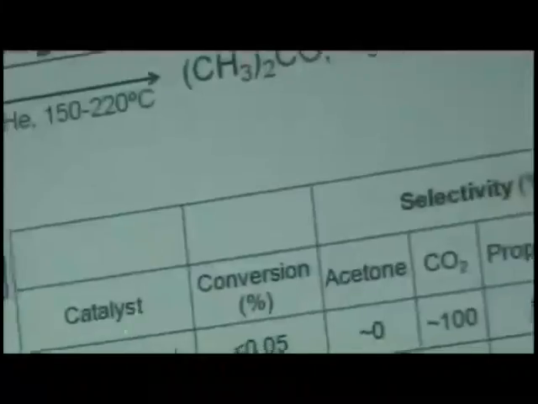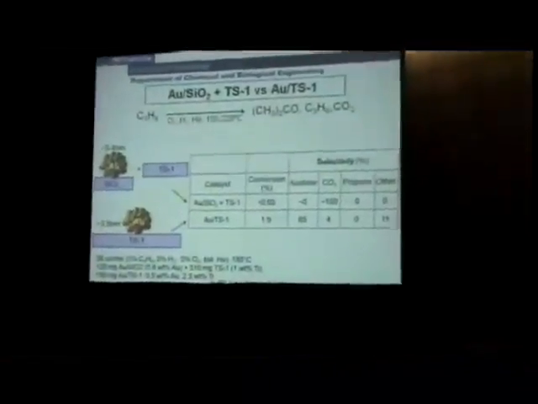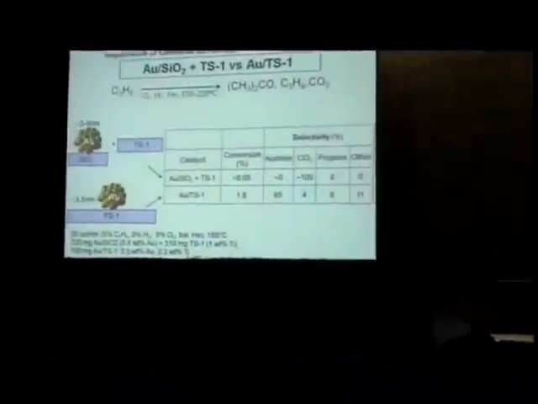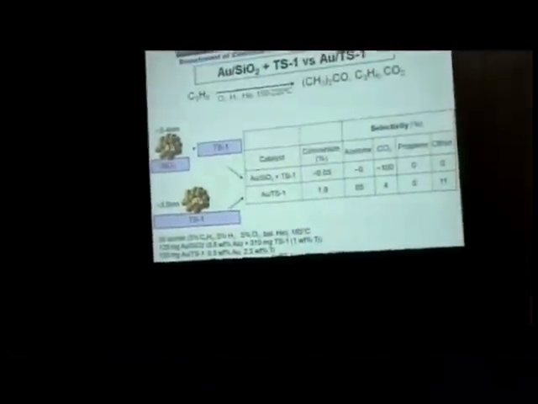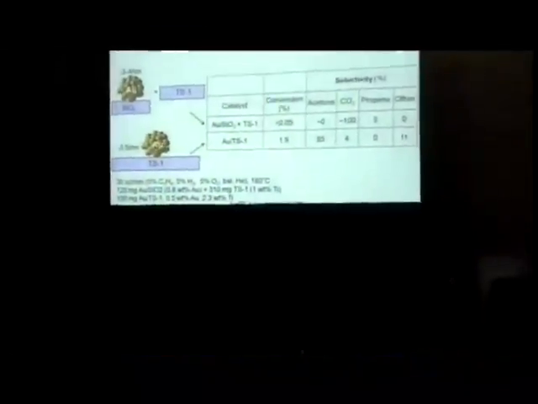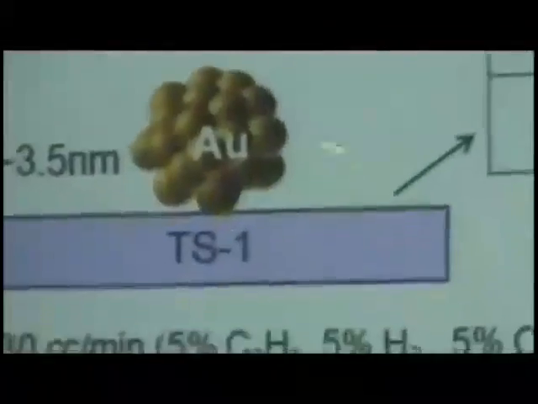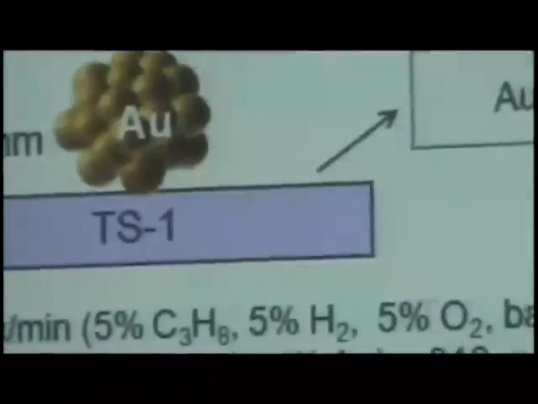There are various proposals or interpretations of why gold on TS1 is a good catalyst for acetone production and gold TiO2 is not. What we've been thinking is that perhaps this gold-support interface, where the support is TS1, could be important. If the gold is in the immediate neighborhood of the titanium in TS1, perhaps that could be an active site. It may not be the exclusive active site, it could be an active site. So let's explore that and see whether it could play an important role in this particular reaction.